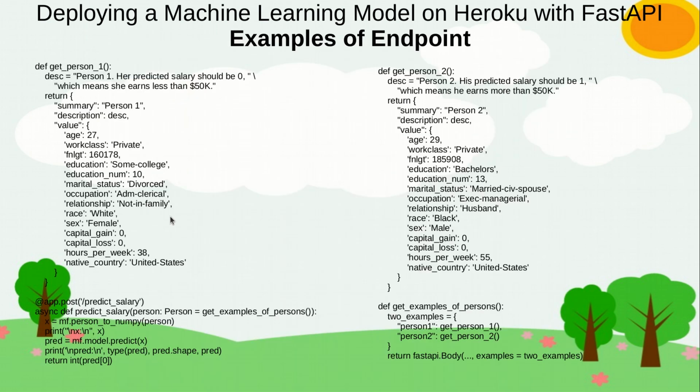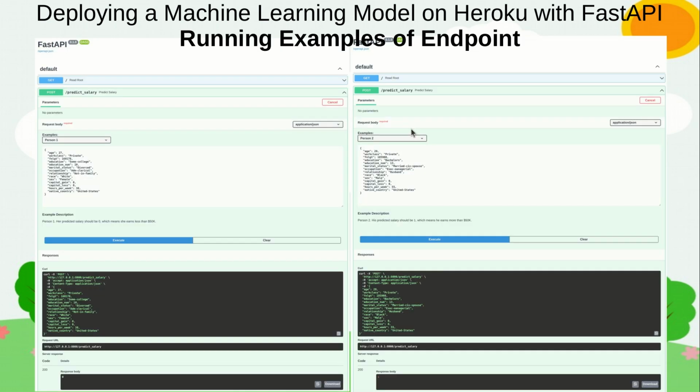The predict endpoint has two examples. One example of a person who earns less than $50,000 and another example of a person who earns more than $50,000. This is the actual code to represent both samples. And these are the results of calling both examples. You can see the Unix commands to run both examples here with the curl command.